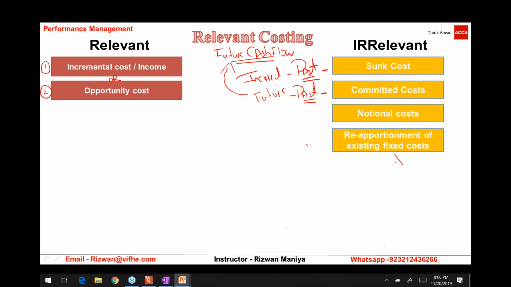So at the time of decision making, this cost hasn't been incurred, but the commitment to incur such a cost has been made in the past.